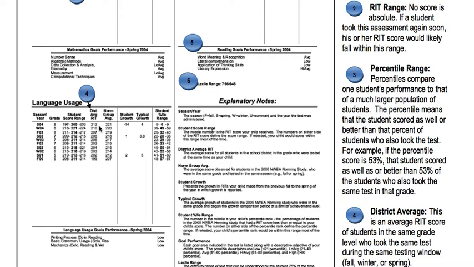Then we also have the student typical growth. So again, that would mean that all students who, for example, took the test in winter of 2004 and received a 221 would grow on average by 4 points. And so you can also not only measure where your child is, but how quickly or how slowly they are progressing in relation to others who start out at their same score.